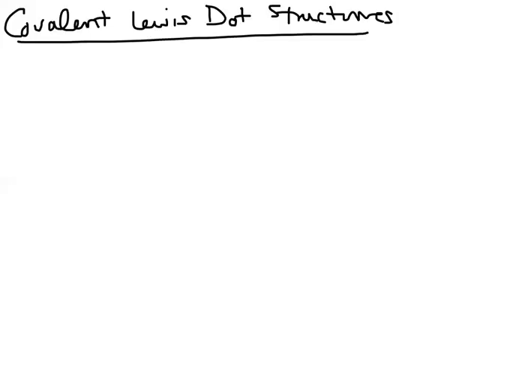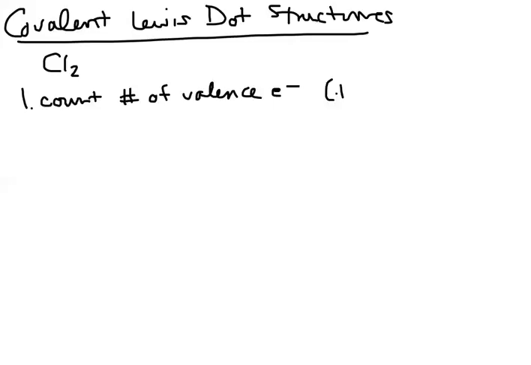If we want to draw Cl2, there's an order of steps that we go through. So remember, Cl2 is a covalent compound. It's a pure element. It has a bond between Cl and Cl. It's not the ion, right? Because that would be Cl minus. So first, we're going to count the number of valence electrons. We're going to count the total.